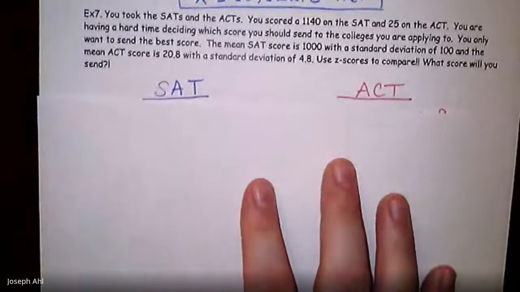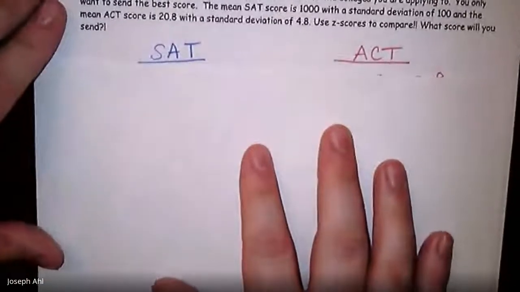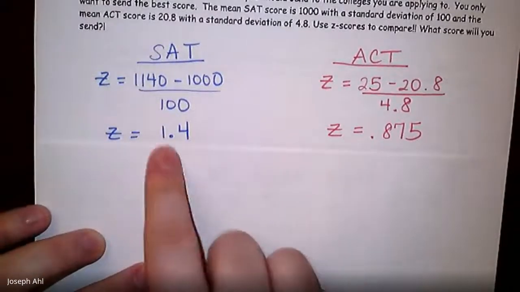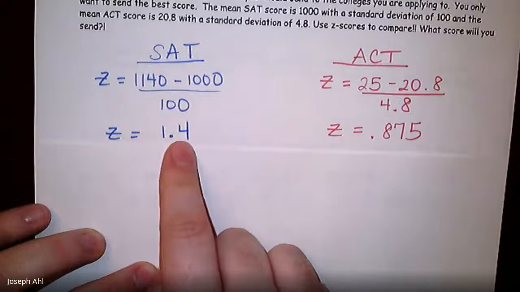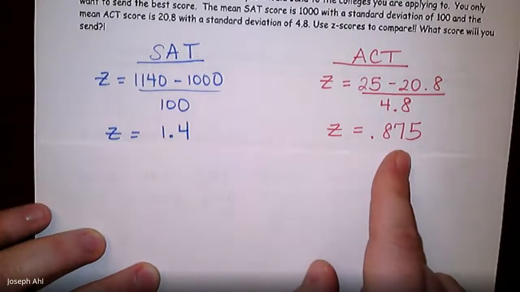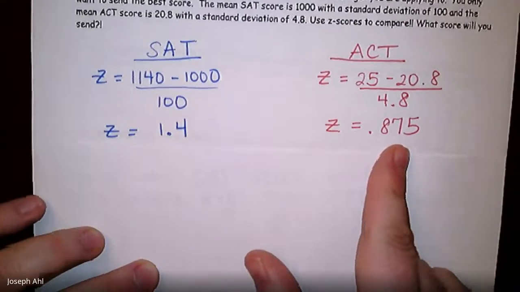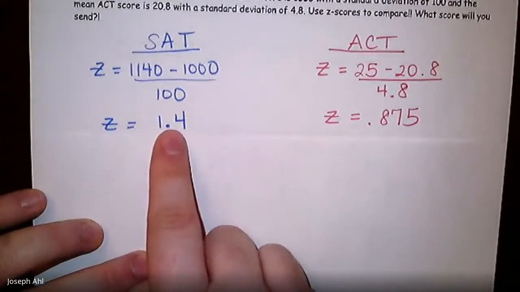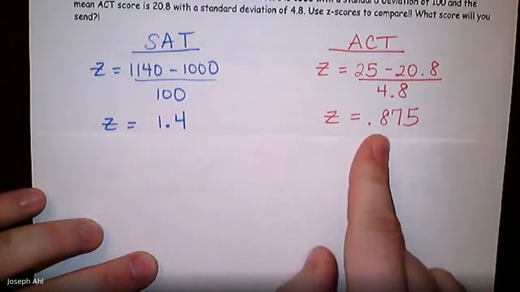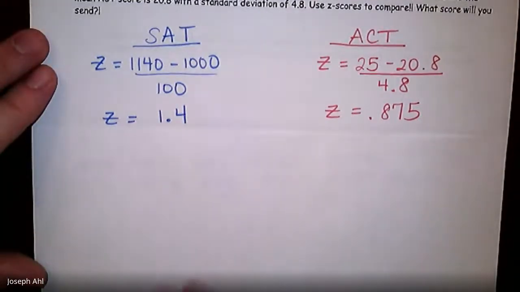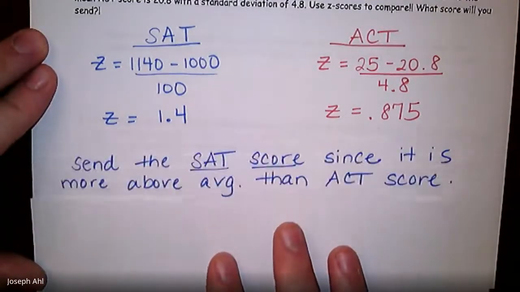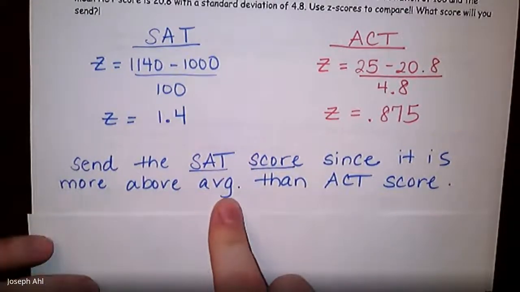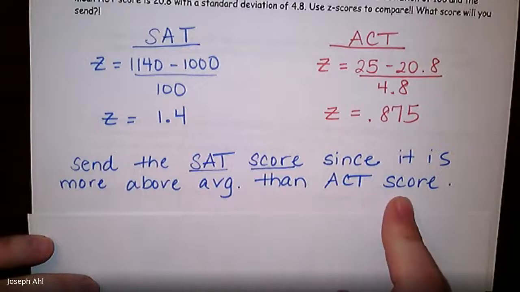So we've got the SAT and the ACT here. If you calculate the z-scores that correspond with the information, the z-score for your SATs was 1.4. The z-score for the ACT was only 0.875. So in this context, you can prove to the college that you performed a little bit better on the SATs than you did on the ACTs comparative to everyone else taking that test. So definitely send the SAT scores since it is more above the average than the ACT score would be.